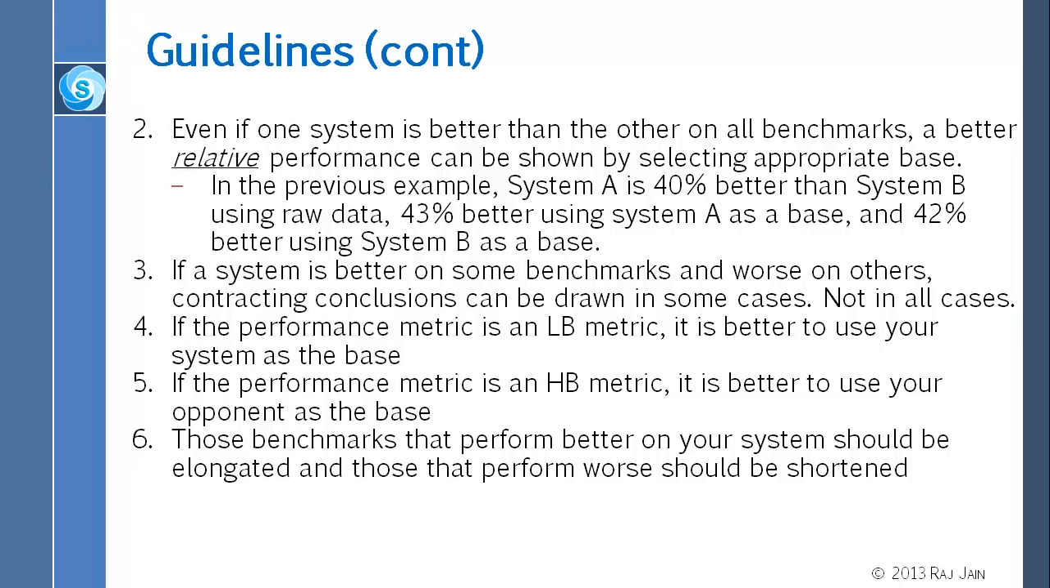Second guideline. If one system is better than the other on all benchmarks, a better relative performance can be shown by selecting the appropriate base. So yes, one is better than the other, but how much better? If somebody asks that, then you can play a ratio game. In the example that we had before, if you just took the average, you would say 0.75 to 1.25, or 1 to 0.75, or 58 to this one. So this one looks like 40%. You divide the change, which is 0.42, by whatever your base is, and so on and so forth. So this one can be played by what you take as the base.